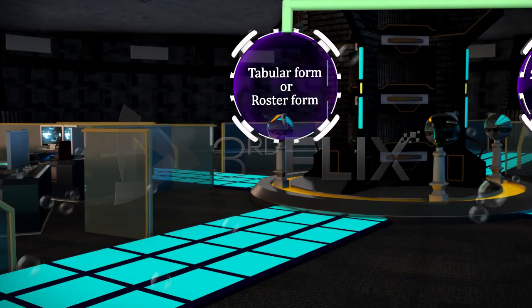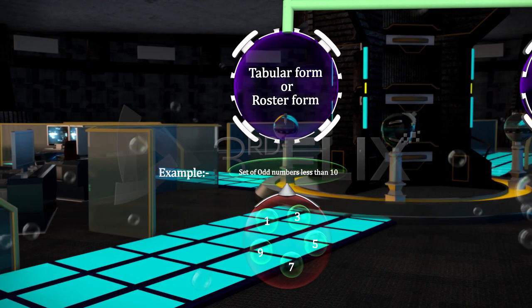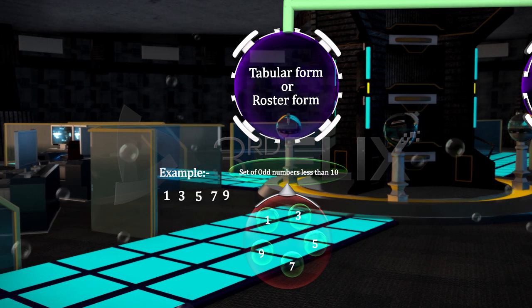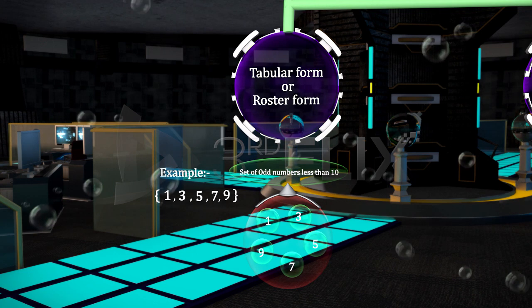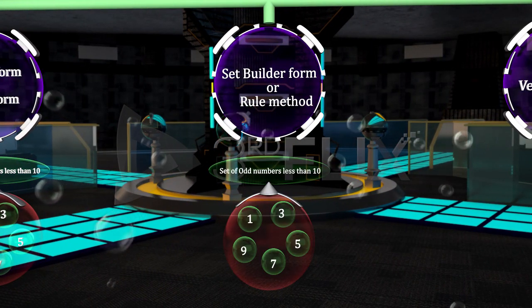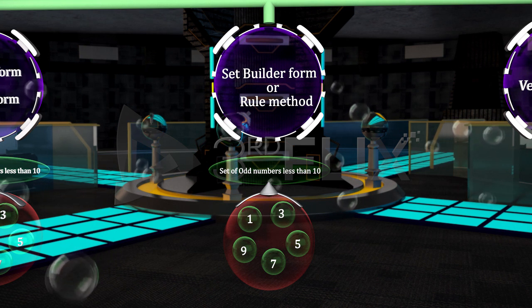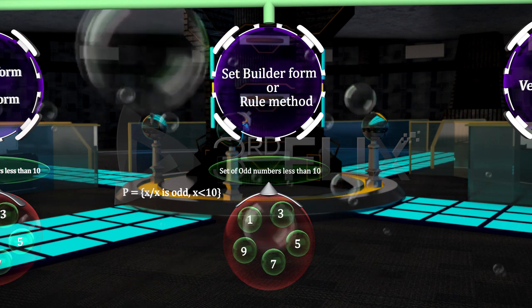Tabular form or roster form. In this representation of a set, the elements of the set are listed, separated by commas, within braces. Set builder form or rule method. In this method, a set is described by a characterizing property P(x) of its elements.